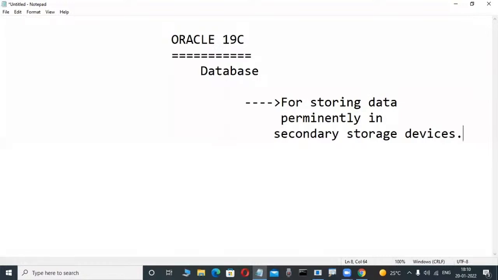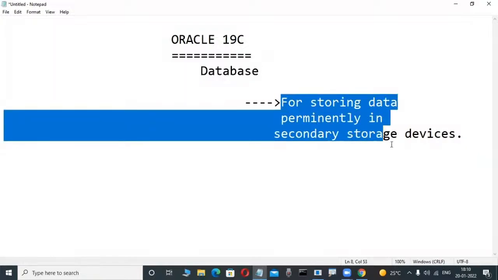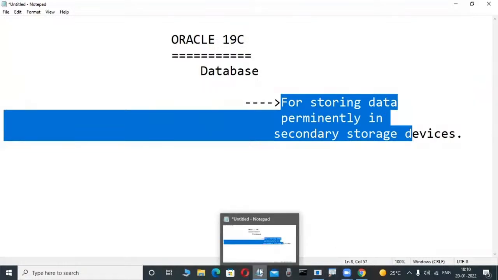That's why Oracle is a product from Oracle Corporation, with some version number. This is a database product, one of the popular databases. But what is the purpose of that? It is for storing data permanently in secondary storage devices. Now slowly observe it here.